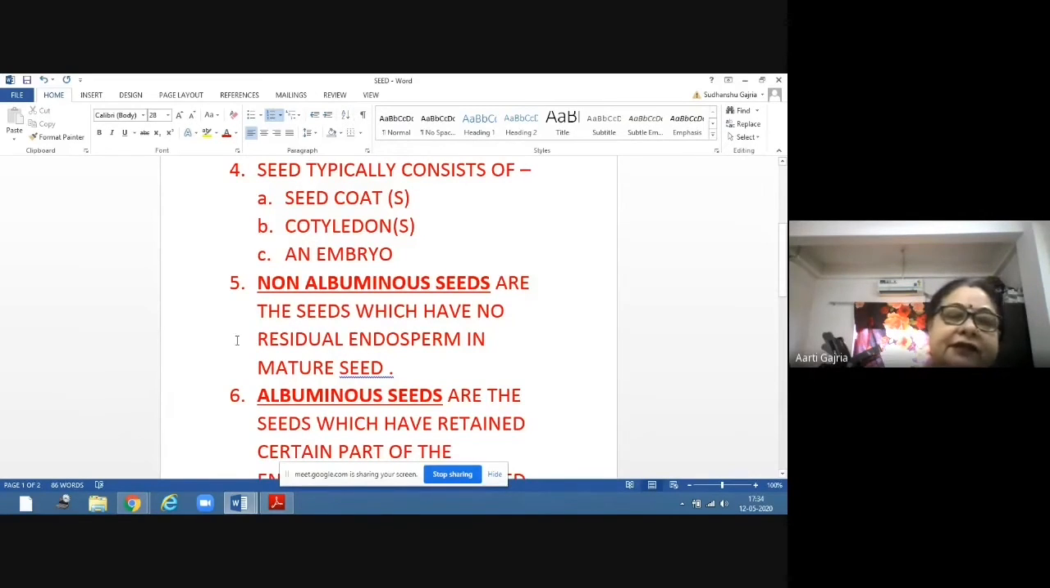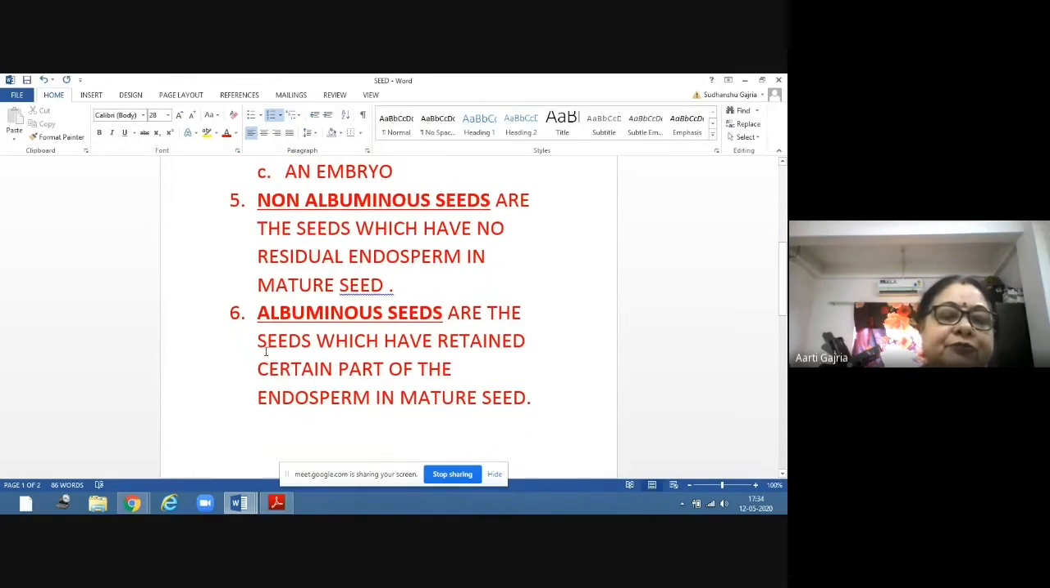Now there are another type of seeds which are called albuminous seeds. These are the seeds which have retained, that means they are still having certain part of the endosperm. That means the developing embryo has not finished all the endosperm, but it is still having certain part of the endosperm in mature seed. And these type of seeds are called albuminous seeds.